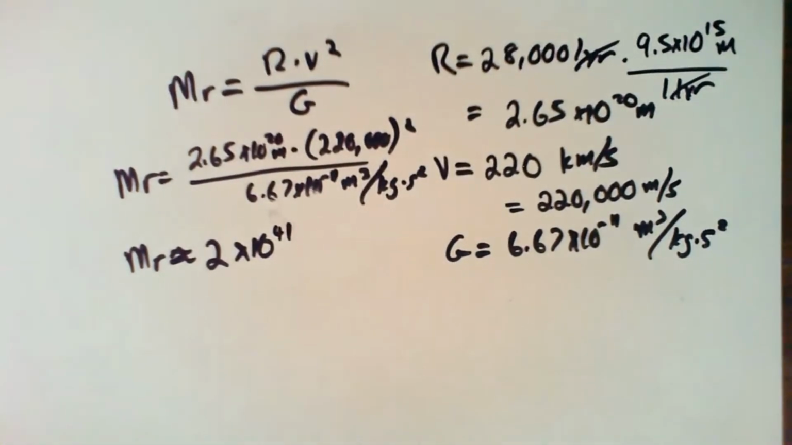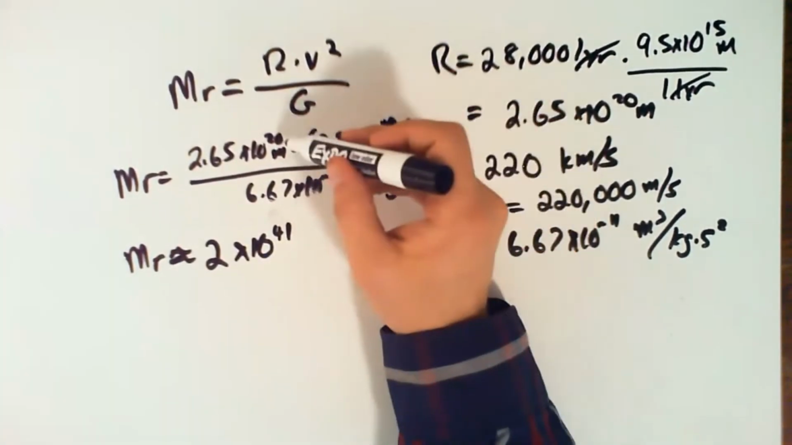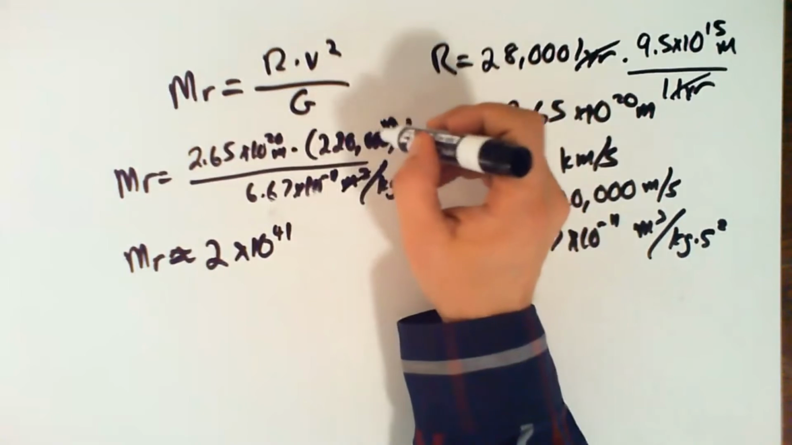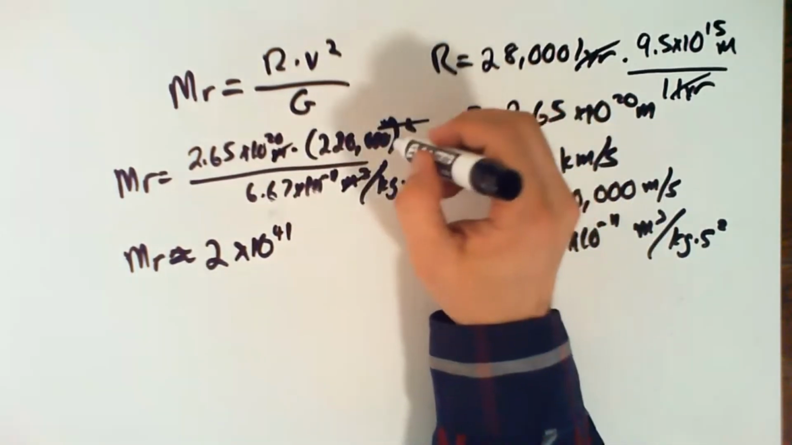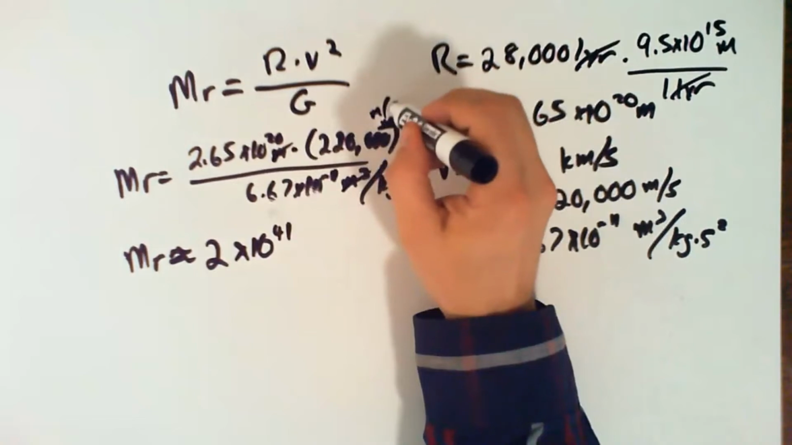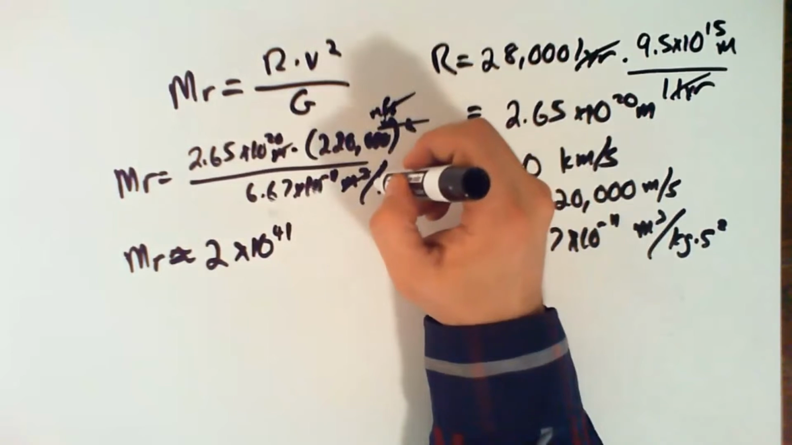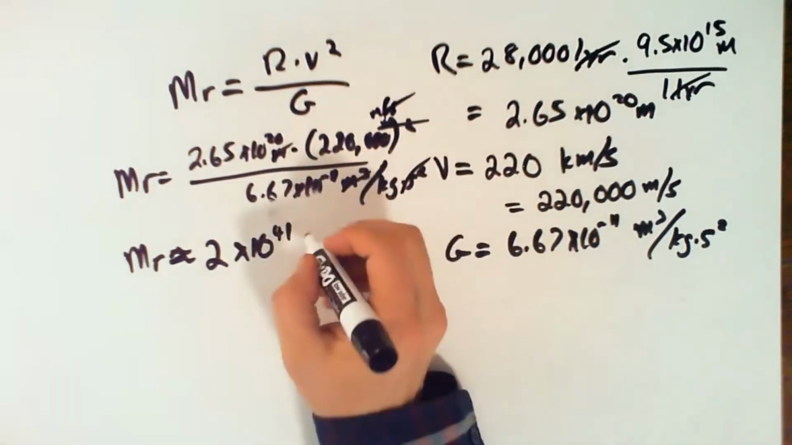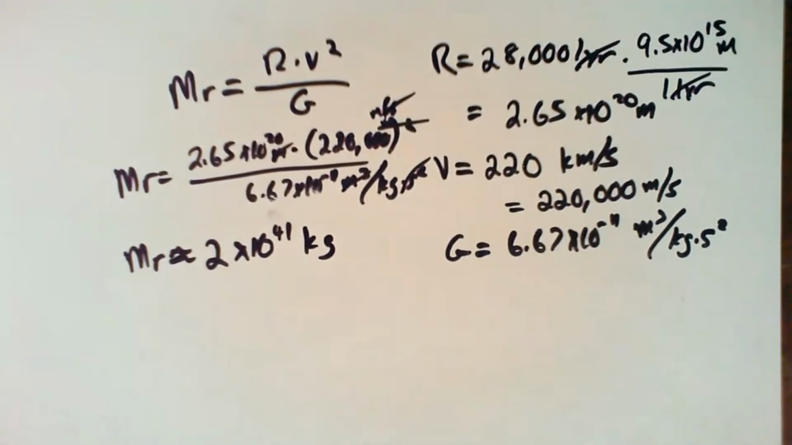What are the units on this number? Well, I've got a meter squared and a meter on top, and I've got a meter cubed on the bottom. All those go away. I've got second squared on the top. This is actually meters per second, so this becomes meters squared per second squared. I've got a second squared on the bottom there. Those go away. I've got a kilogram in the denominator of the denominator. That moves up, and that gives me kilograms. Great. 2 times 10 to the 41 kilograms.